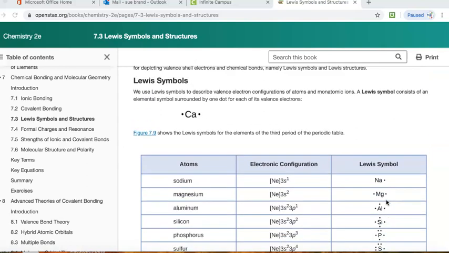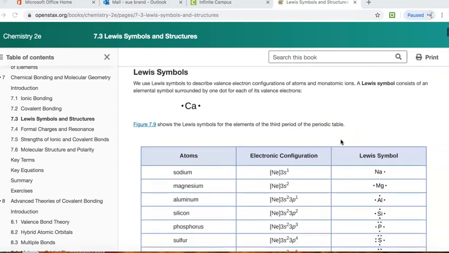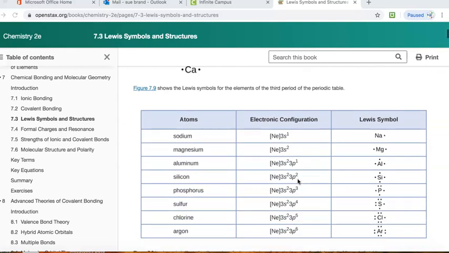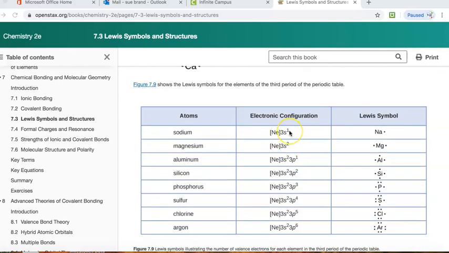And so here in your textbook, it's showing you Lewis symbols, and of course, if you look at the electron configuration for different elements, you will see how many valence electrons each element has. And of course, the dot in a Lewis symbol or Lewis dot structure represents the valence electrons, the number of valence electrons for that element.